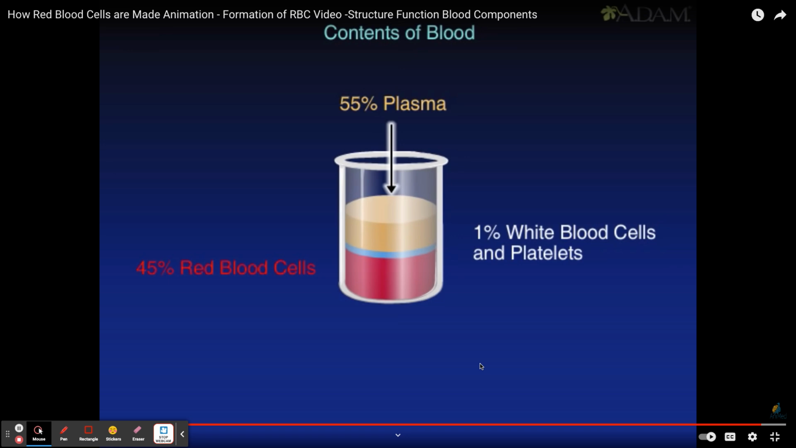What do you call that breakdown of what makes up blood? It's called the hematocrit. Hematocrit.